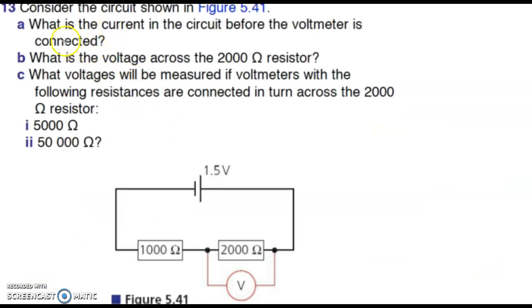Here's a question. Here you're meant to find the current in the circuit before the voltmeter is connected. Then a voltmeter is placed, which has first 5,000 ohms and then 50,000 ohms. Here is the position of the voltmeter. For the first part, you would assume that in addition to the voltmeter, there was another 5,000 ohm resistor in parallel with it. Then you'd work out the voltage across both of those resistors together, working in parallel with each other.